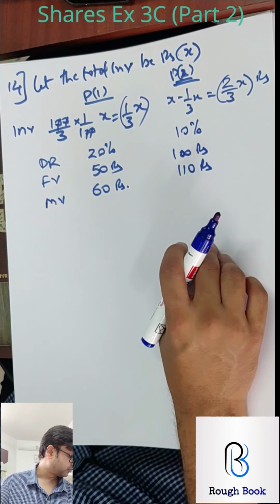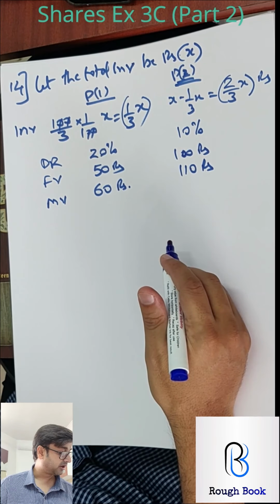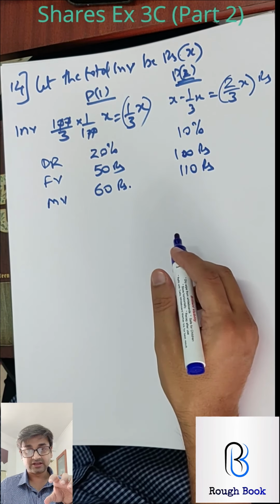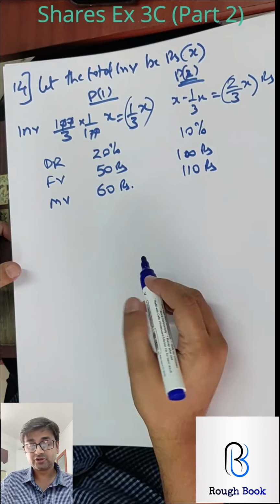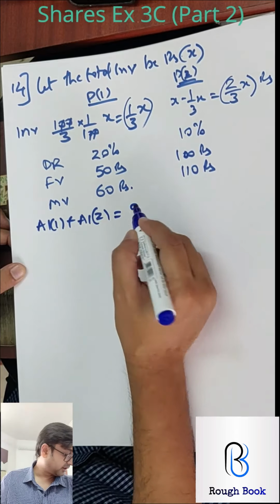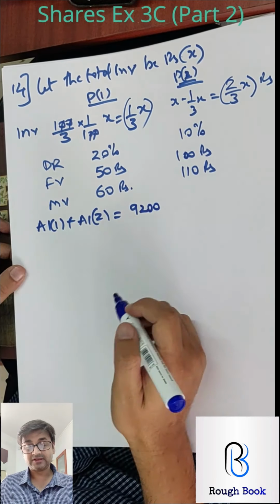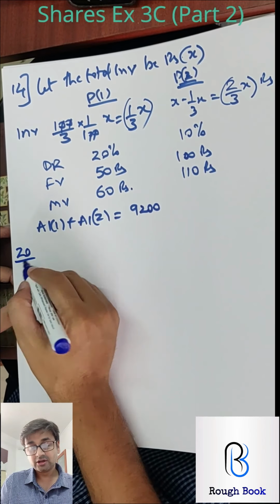Come on, let's get the question. What is the main punchline? The punchline is that his total income is 9,200. Total income means income 1 plus income 2. So income 1 plus income 2 is 9,200. Pause, come on, don't be shameless. It's very simple. Now you can manage.